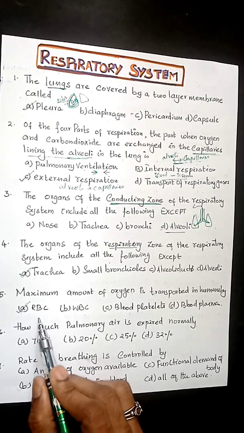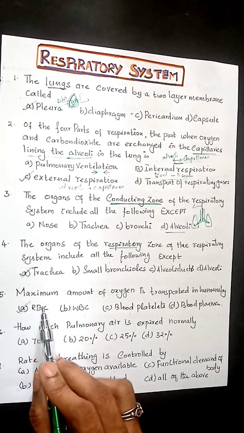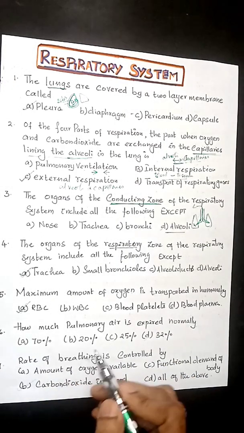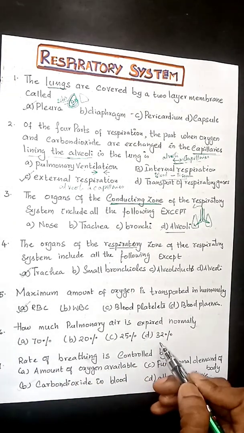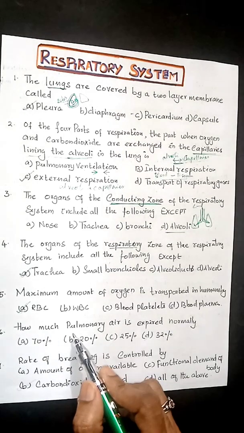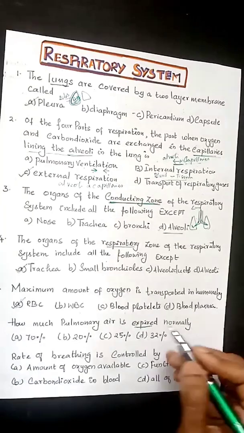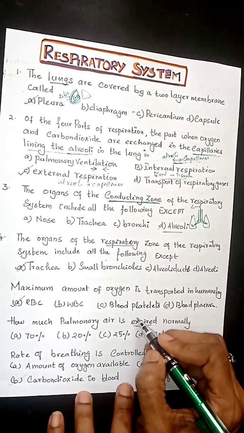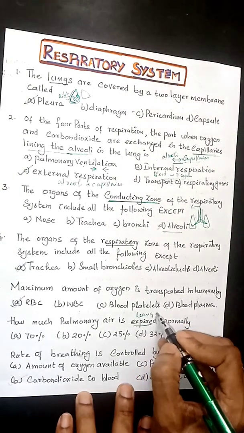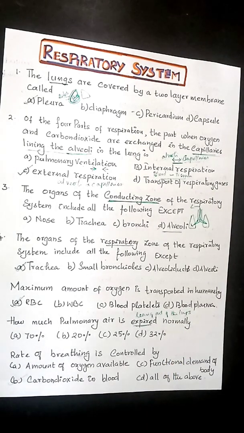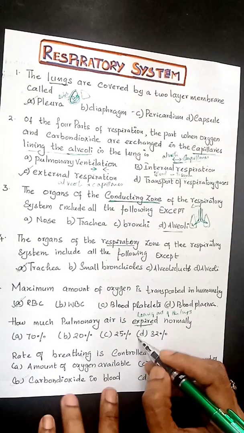Oxygen binds with hemoglobin and it is transported to various parts of the body. How much pulmonary air is expired normally? 70%, 20%, 25%, 32%. That is how much of air from the lungs is let out normally. Expired means it which comes out of the lungs. Leaving out of the lungs under normal condition, it is about 32%.